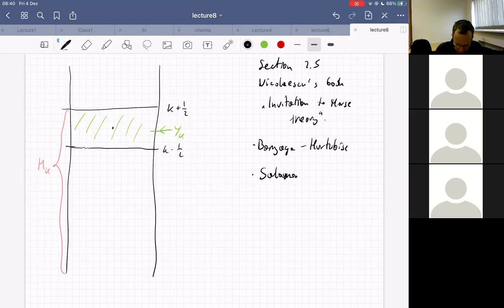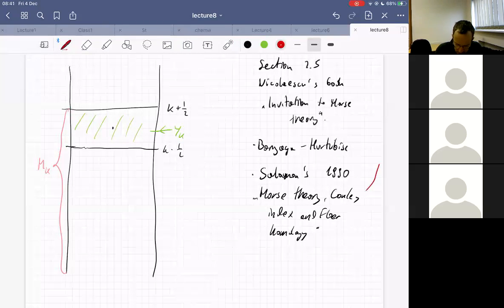And there is Salamon's paper, which is very, very nice to read. It's a survey with an enormous amount of citations. It's a paper from about 1990: "Morse theory, the Conley index, and Floer homology." And this gives a proof that is conceptually the same as in Banyaga-Hurtubise, but Banyaga-Hurtubise give much more detail.